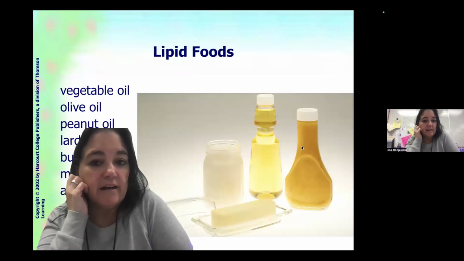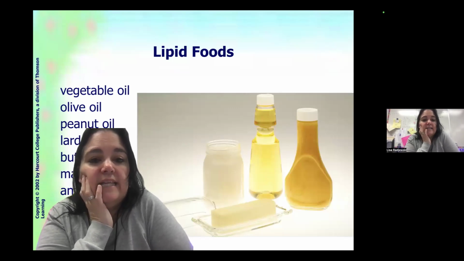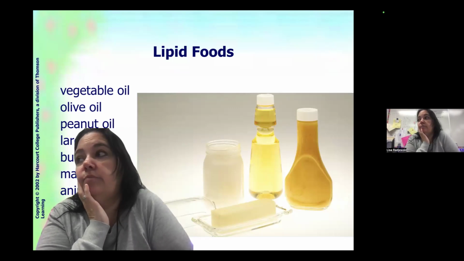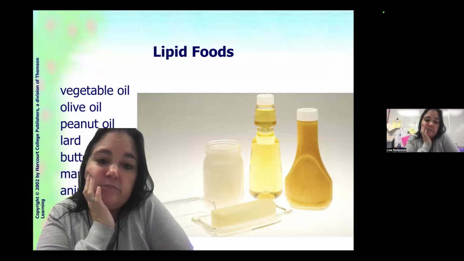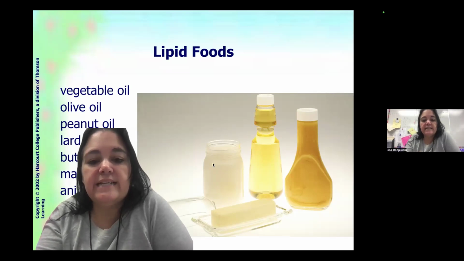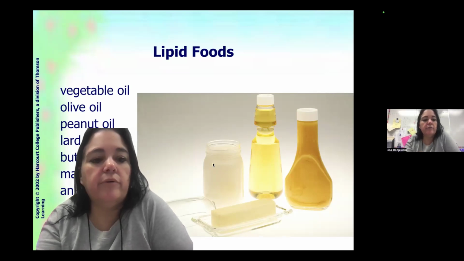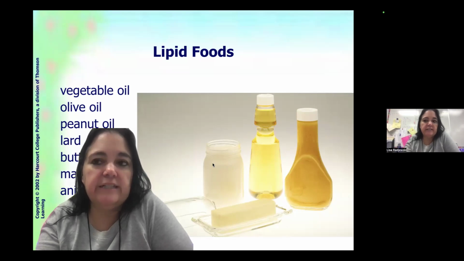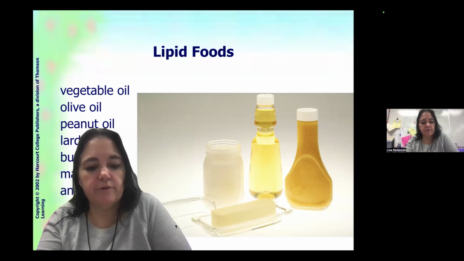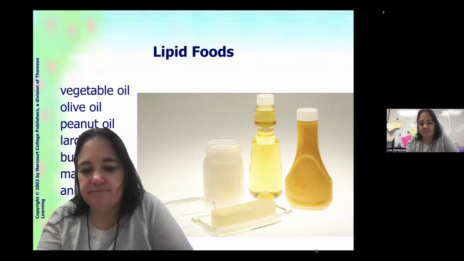And then lastly are our lipid foods. All of these are lipids. So please write down any oil. It doesn't matter what kind of oil it is. Vegetable oil, canola oil, olive oil, peanut oil, anything that says oil is going to be a lipid. You also have lard, which is pictured right here. It's kind of like a solid version of the oil. Then you have butter and margarine, and then animal fat as well. And that finishes up our notes for lipids. All right.